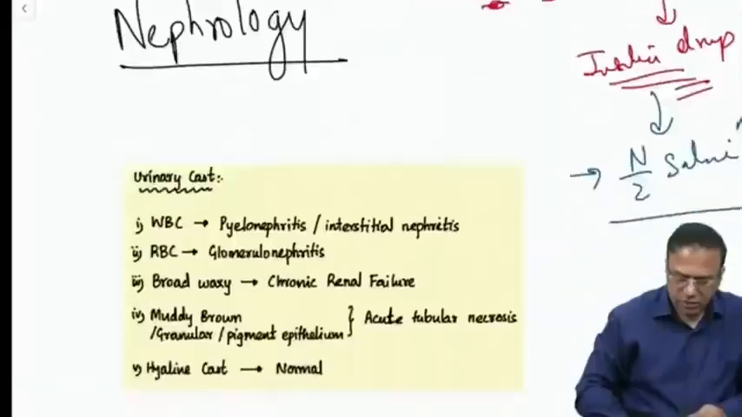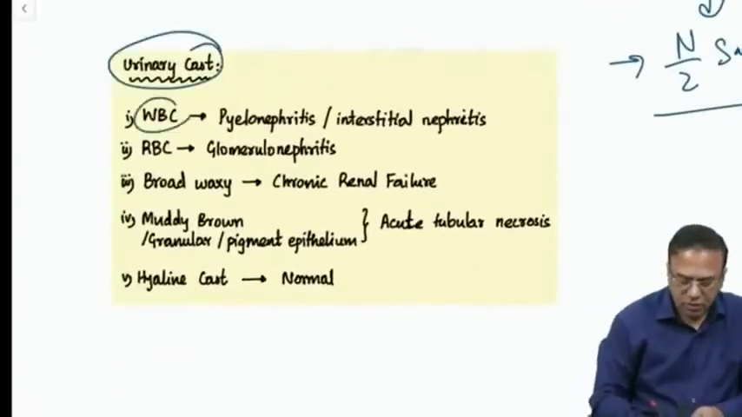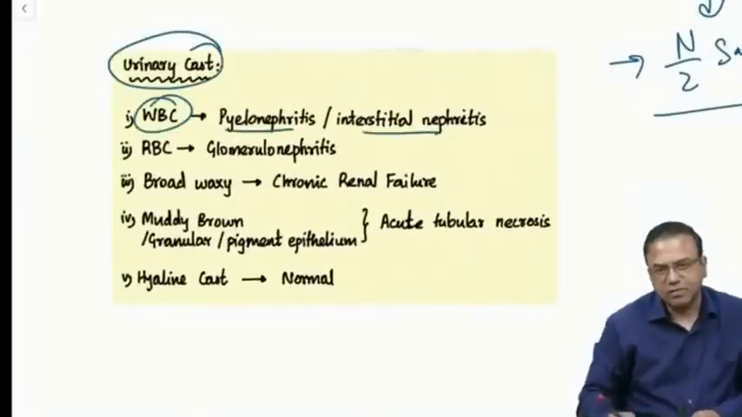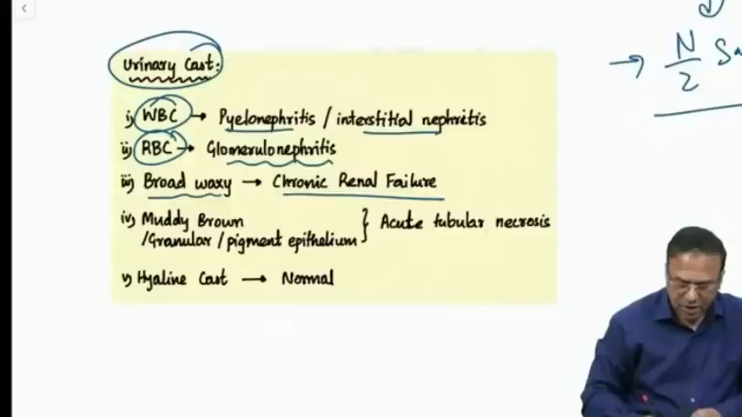So I think this is what they test in our exam. Now if you look at the nephro, if you see WBC cast, it is pyelonephritis or interstitial nephritis; RBC cast is glomerulonephritis; broad waxy cast is CRF; hyaline cast, remember, is normal.